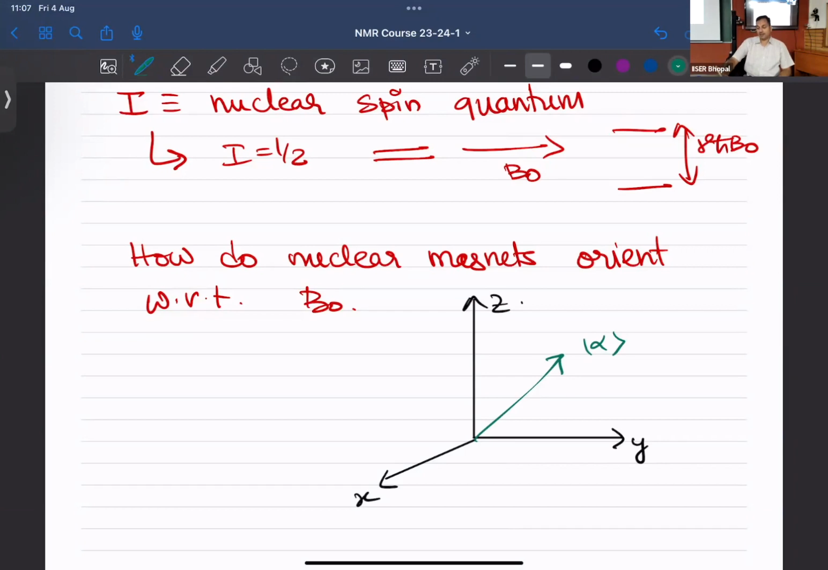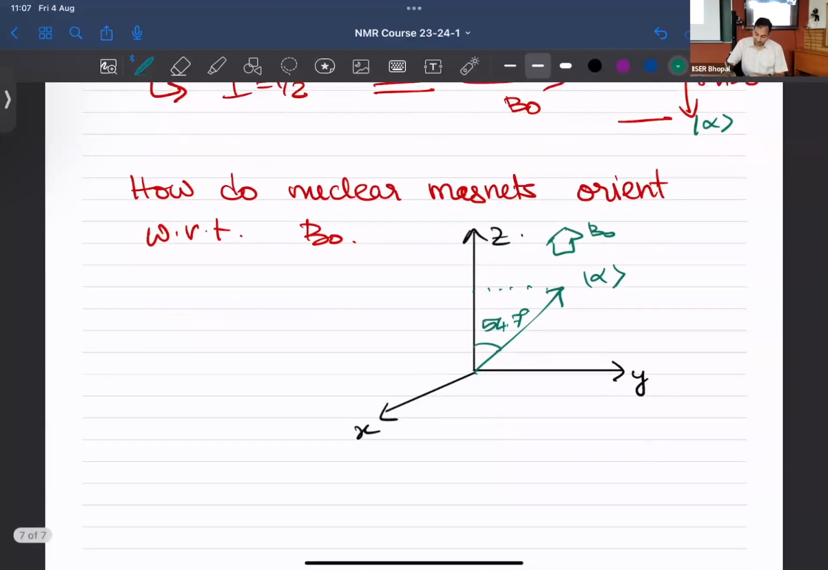We also learned that for a spin half system with gyromagnetic ratio greater than 0, alpha will be the ground state, which is a plus half spin state, and beta will be the higher state, which is the minus half spin state. And we were also able to calculate that if the magnetic field is applied along B naught, the spin starts to precess about, or at least it's oriented with respect to B naught at 54.7 degrees. Correct? The same case for beta as well.